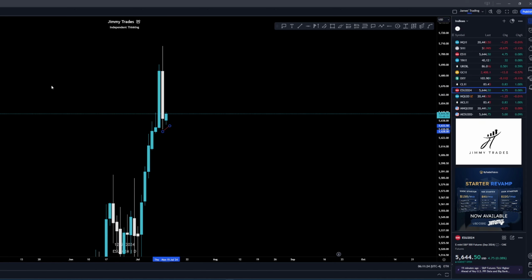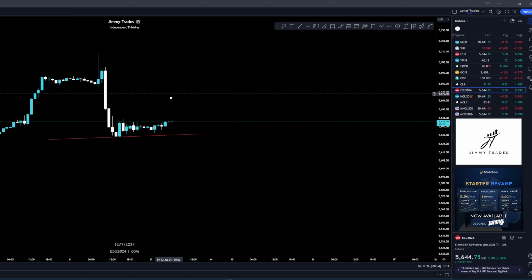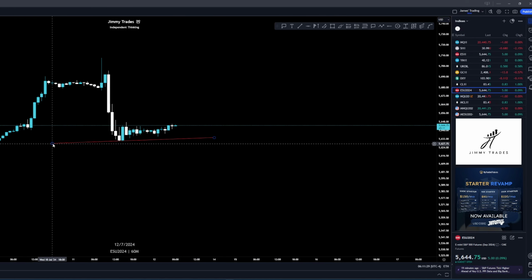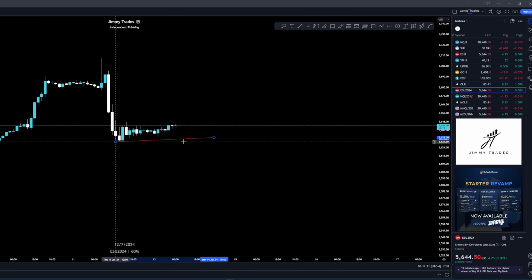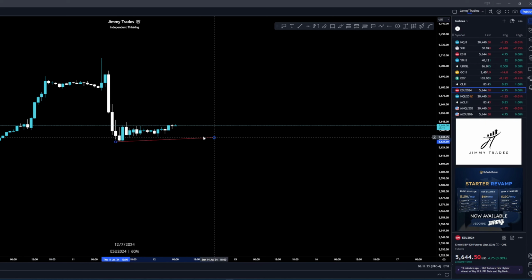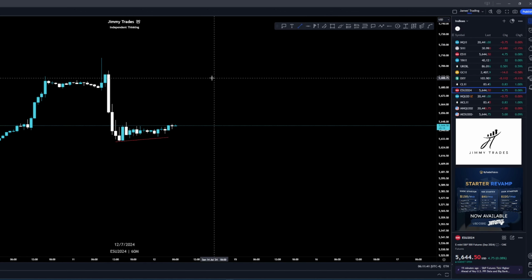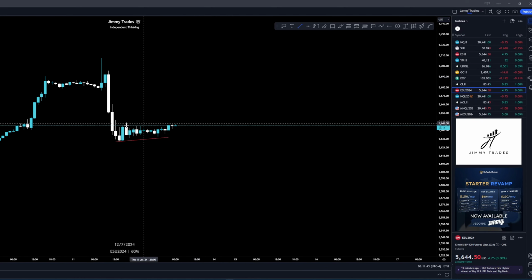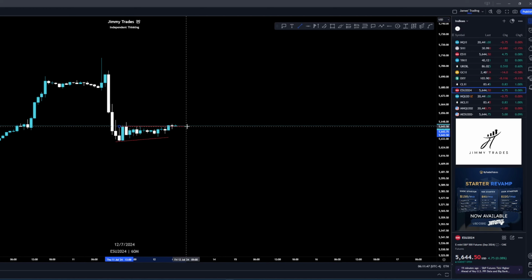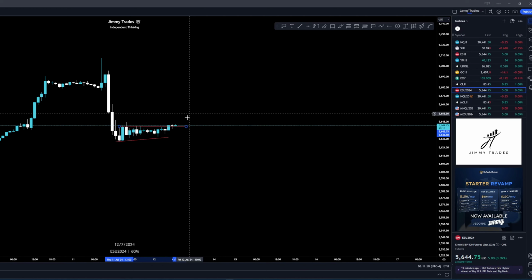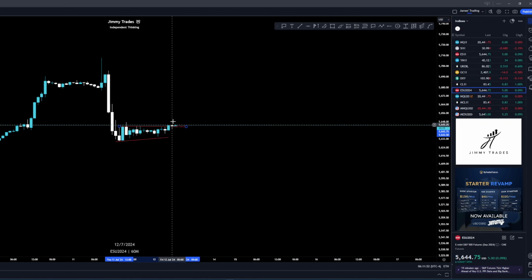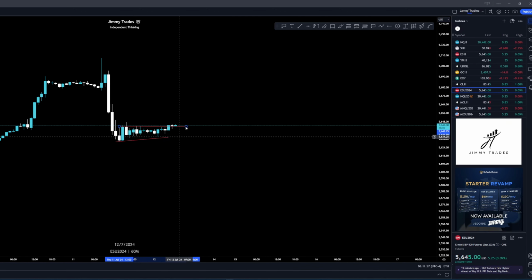Let's drop down to the hourly. And that's that SMT with these lows. We're just consolidating here at the moment. If we get a nice displacement above this level, then we can consider moving higher.